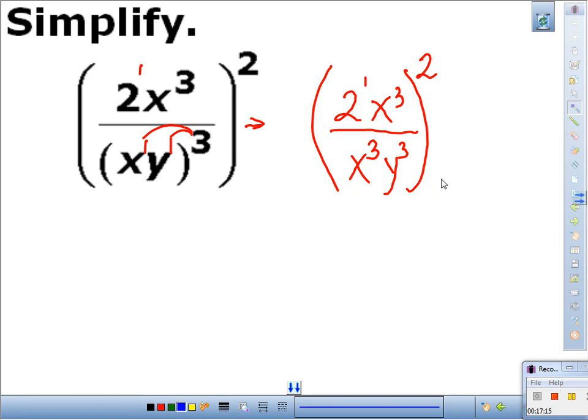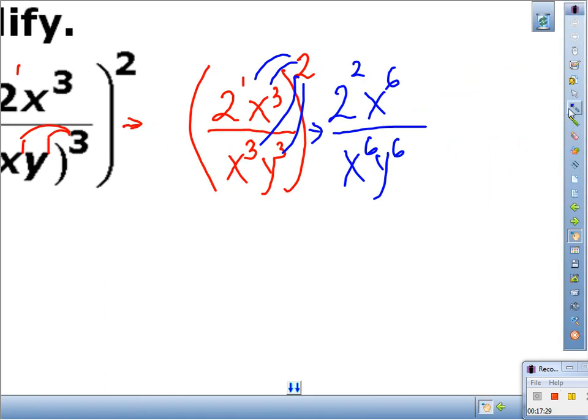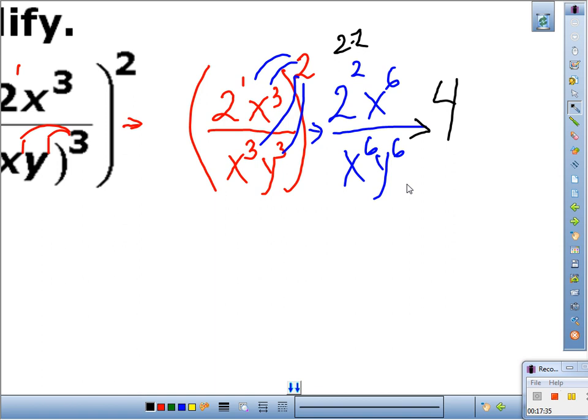So from there, I'm going to start with the numerator first. Distribute, I get 2 to the second, x to the 6th. So far so good. Denominator becomes x to the 6th, y to the 6th. So far so good. All right, can I simplify any more? Yes, this becomes 2 times 2, which is 4.